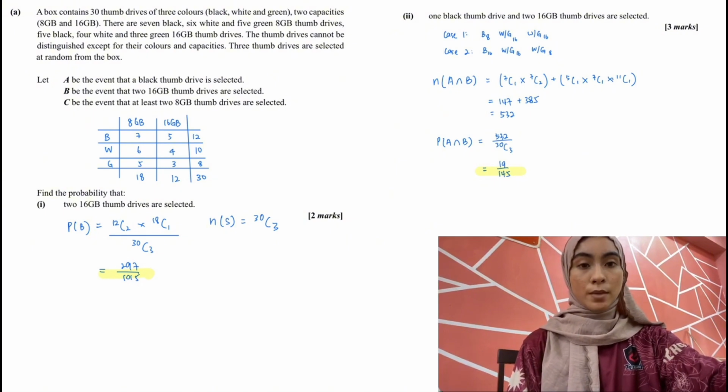To answer this question simply, we have to construct a table consisting of the type of the thumb drive and the color. By this, we can know the total number of thumb drives and the number of each thumb drive based on its color. Three thumb drives are to be selected at random.